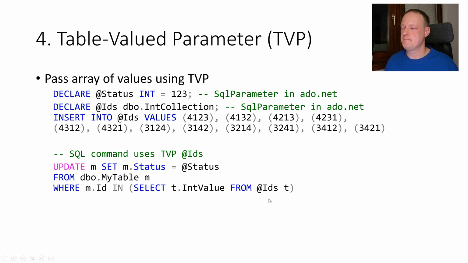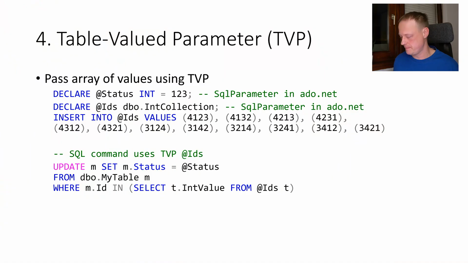So why is this good? Because we don't have parsing time anymore. We don't convert from some string or XML or JSON into a table. We have the table already there. No parsing, no conversion. It's direct usage of these thousands of values.